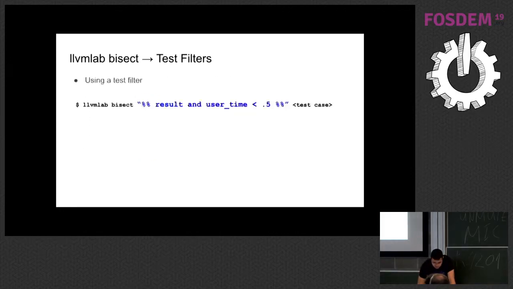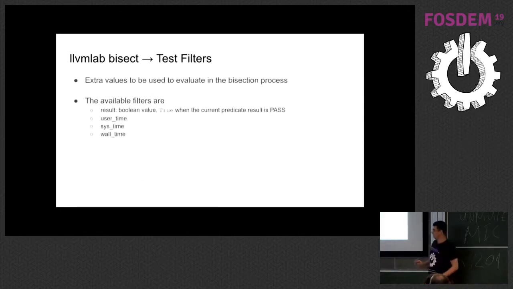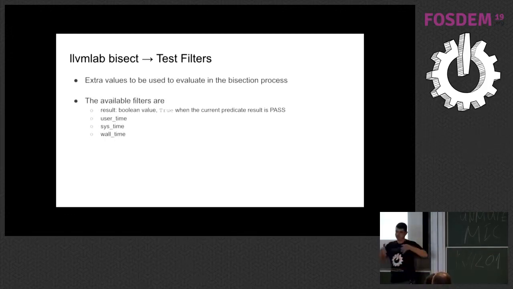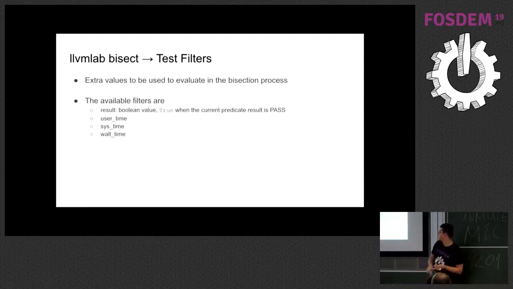You can also, so those variables are what you get when you are running the test. After you finish the test, you can also use test filters, so you can see for that specific test case whether the test passed or failed. You get a result in a variable called result, and you can also have the time measurements, as in user time, system time, and wall time.